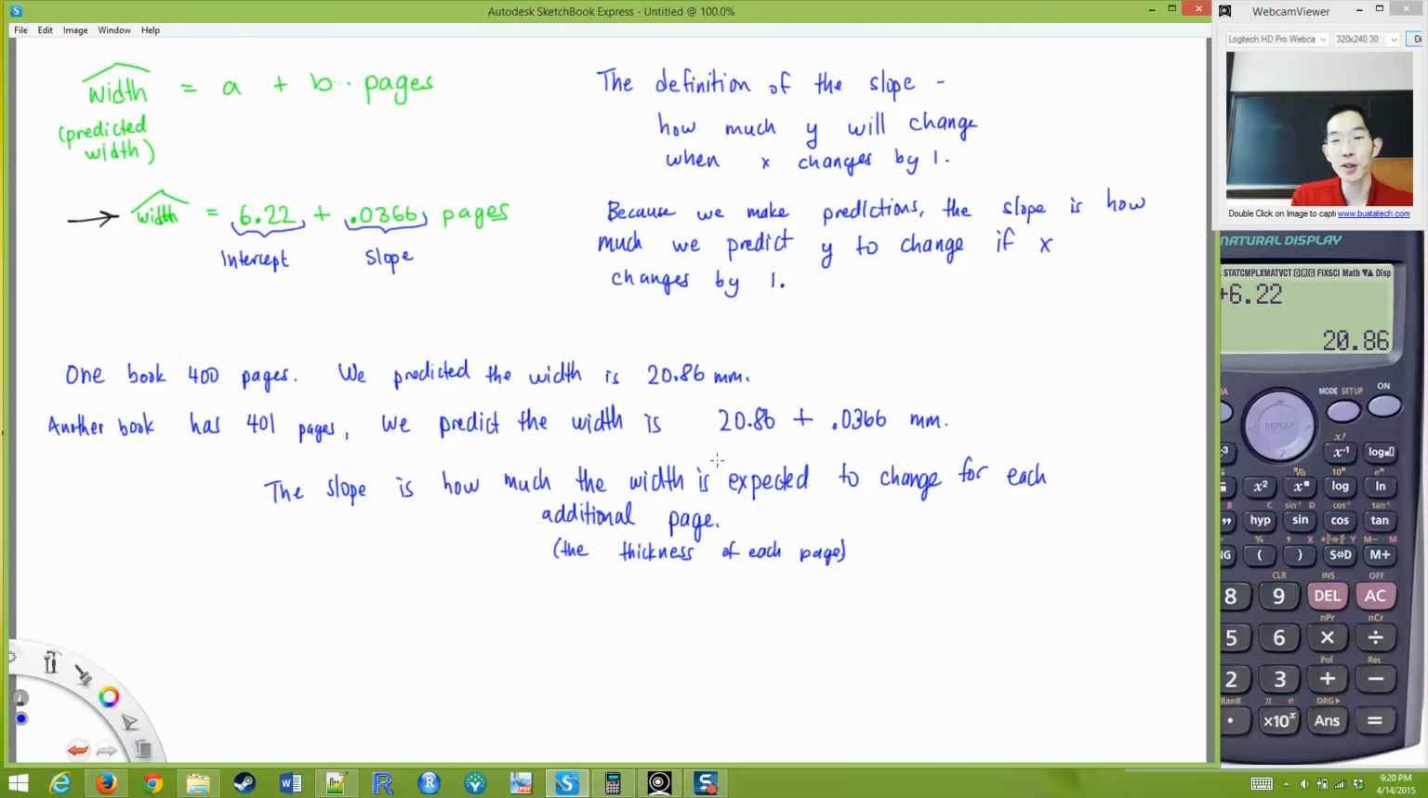So if another book had 500 pages, so that's basically 100 more than 400 pages, how much would we expect the width to increase? 0.0366 times 100, right? Because 500 is 100 more than 400. So we'd multiply that by 100, and we would expect the width to increase by 3.66 millimeters. Do you guys follow that? Do I need to write that down?